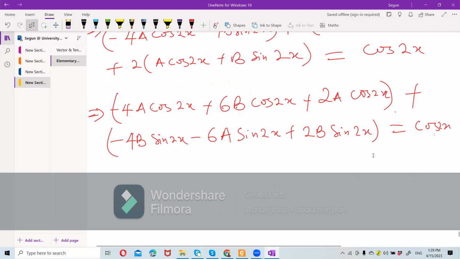Now, always have it at the back of your mind: anything that doesn't have a cannot be added to b. I must add all the components together: a to a, b to b, sine to sine, cos to cos. So I can go ahead and say, okay, this is minus 4a plus 2a. What do I have?